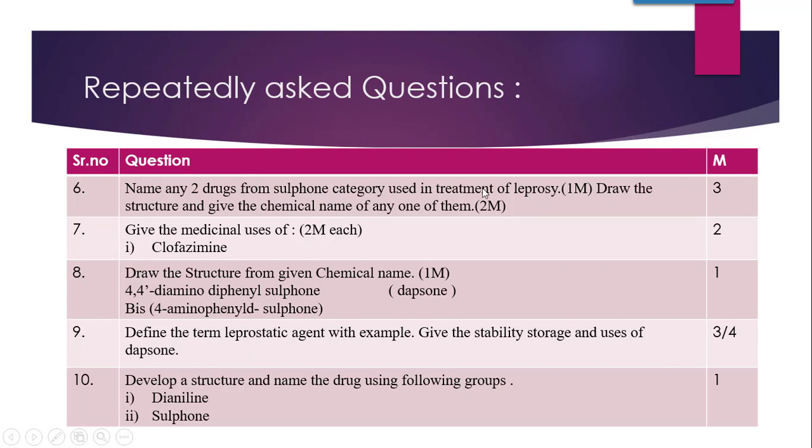Naming these 2 drugs will comprise 1 mark, and drawing the structure and the chemical name of any one of them. See here, solapsone you can write down, or dapsone you can write down. No need to go for solapsone, as dapsone we have already done. So the structure and chemical name of dapsone carries 1 mark, and naming carries 1 mark. So the total marks will become 3 marks.